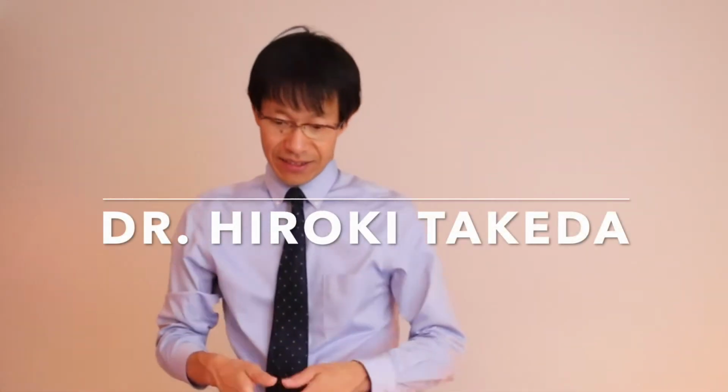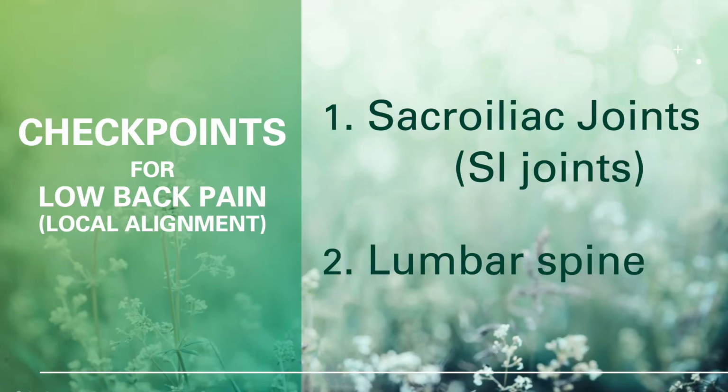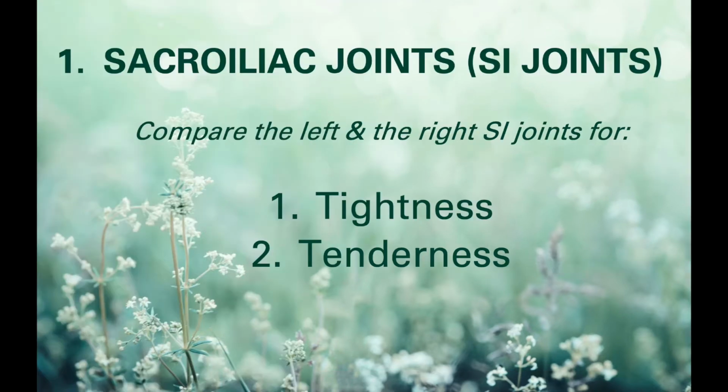Okay, I'm going to explain how to treat low back pain. First, I'm going to show where you focus on treatment when you treat low back pain. There are two checkpoints for low back pain in terms of local alignment: sacroiliac joint, SI joints, and lumbar spine. For SI joint, you check the area in terms of tightness and tenderness.